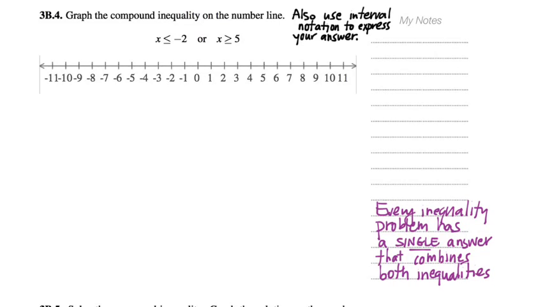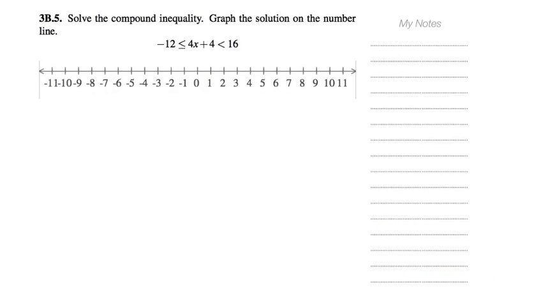So we'll recognize a compound inequality problem just by the fact that we begin with more than one inequality on the page, right? So in the example of 3b4, we have x less than or equal to 2. We also have x greater than or equal to 5. In the problem that follows it, it actually doesn't really look like we have two inequalities, but secretly we do.